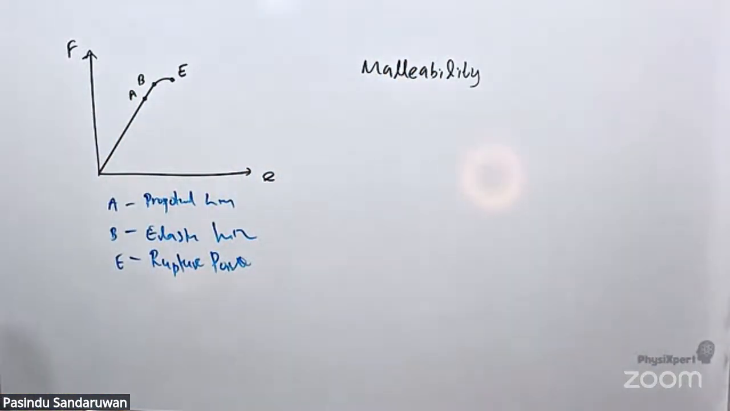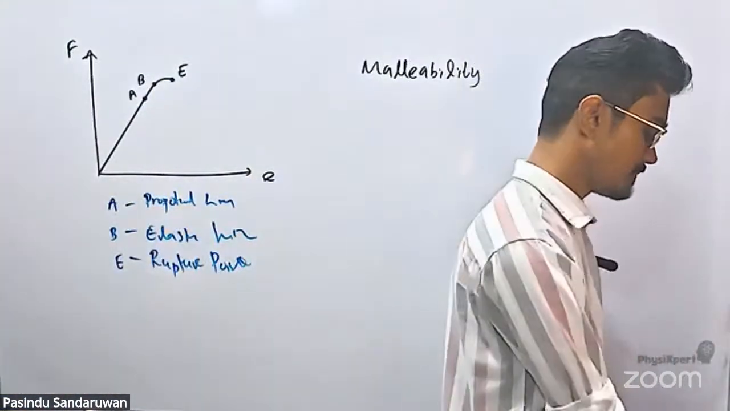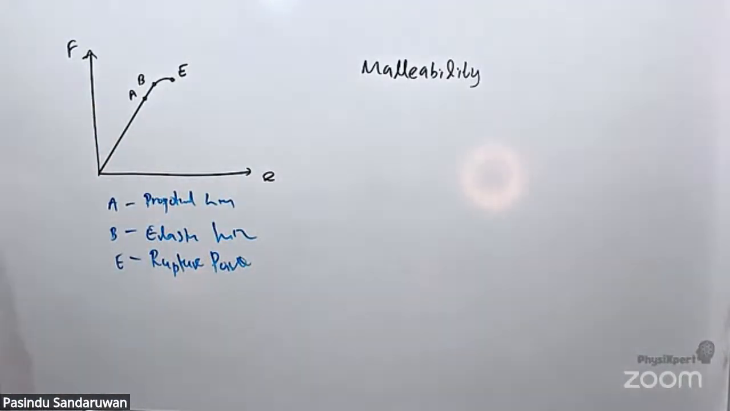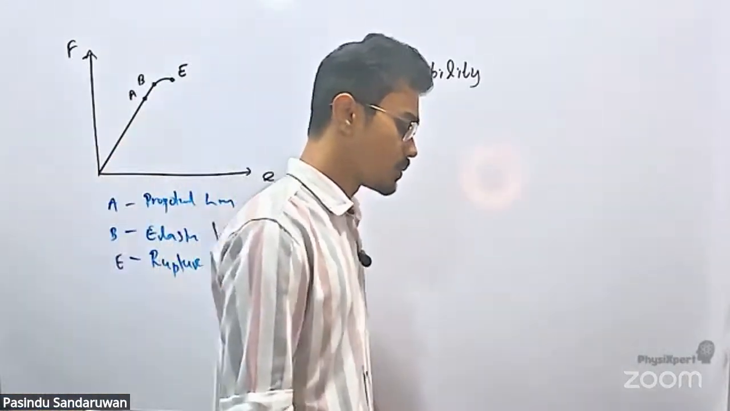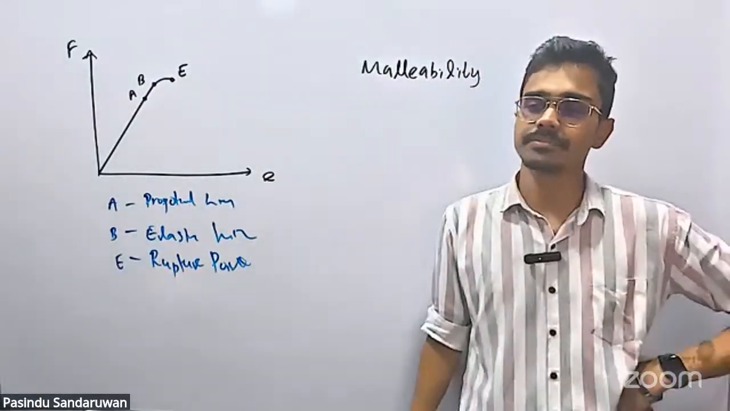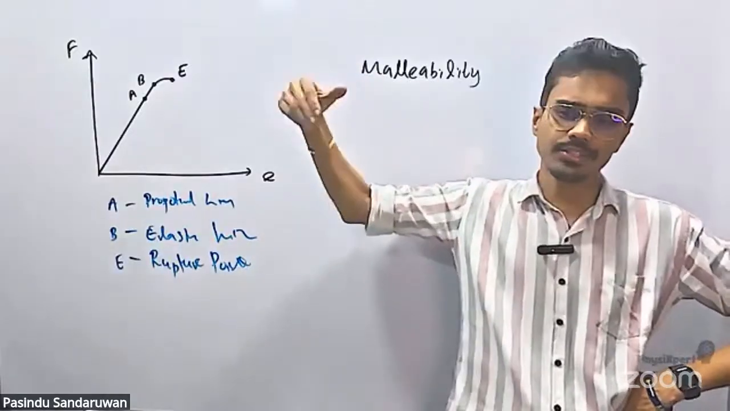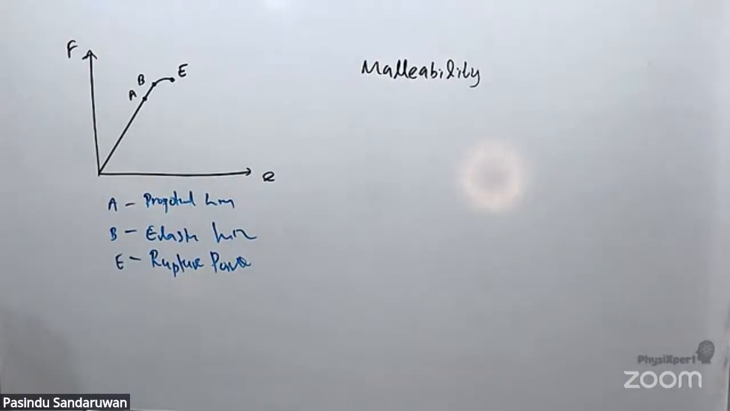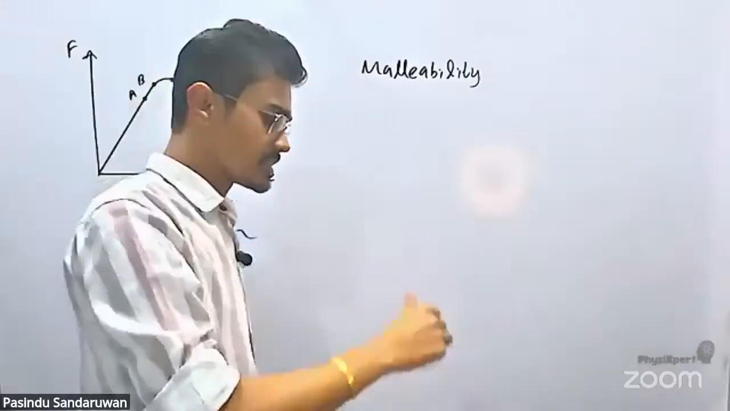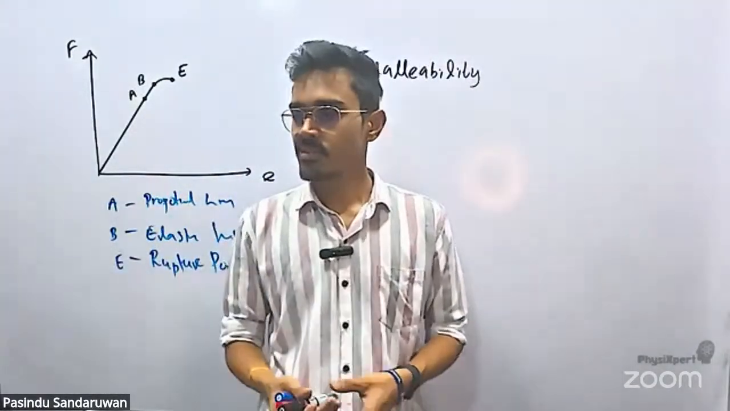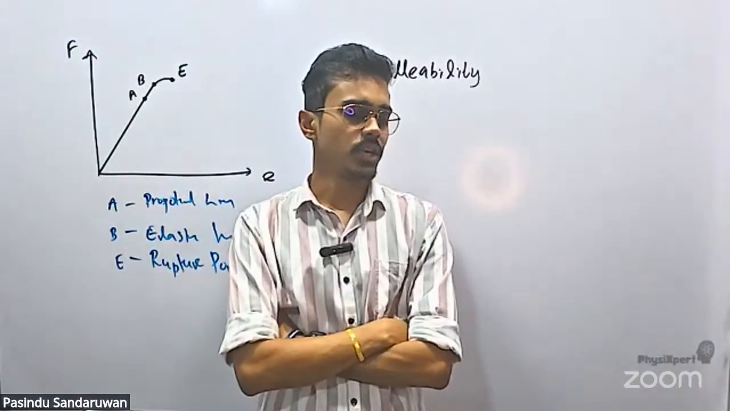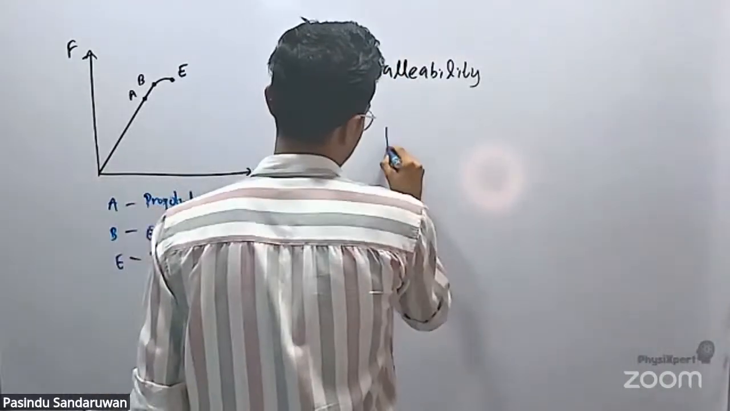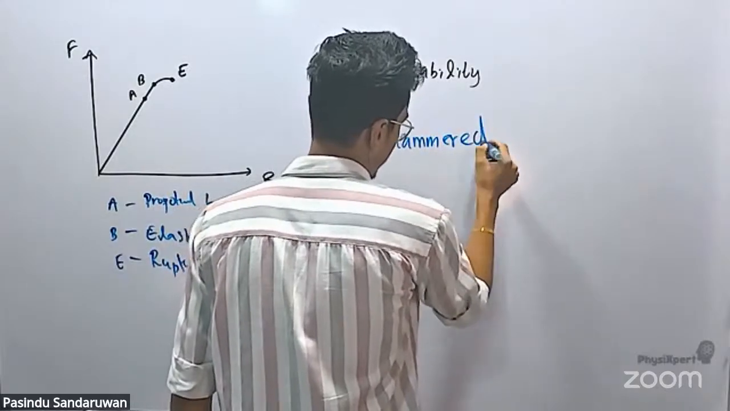Malleability is the property of an object to determine the limits to which the object can be hammered.